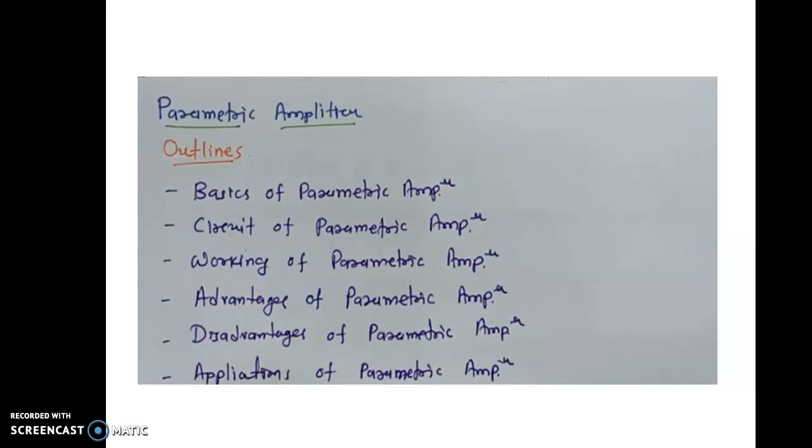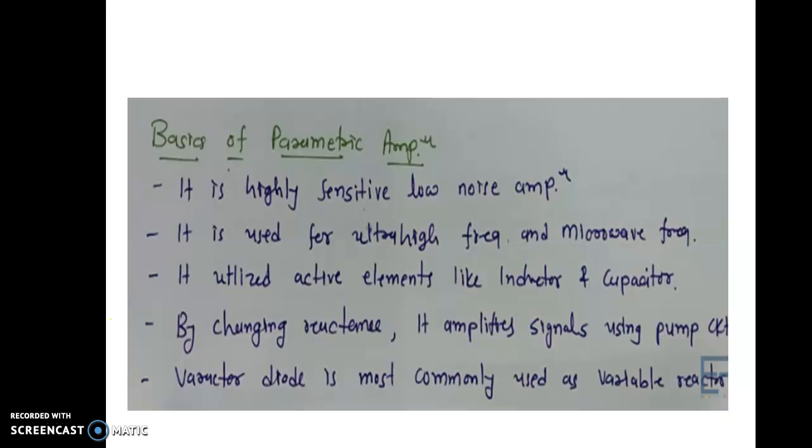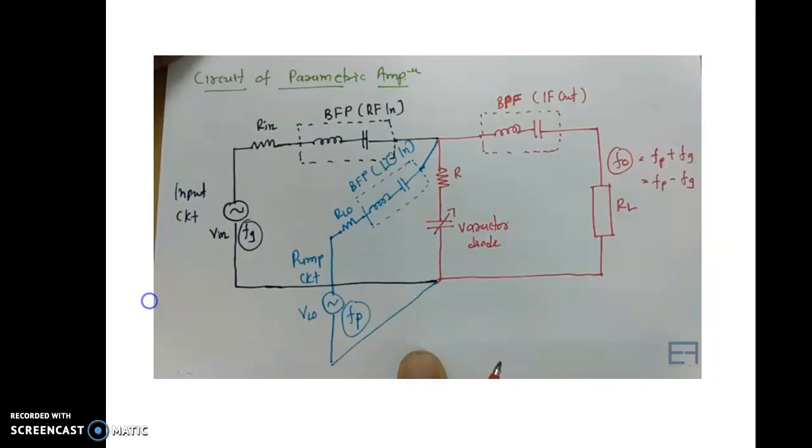Parametric amplifier outline: we will study the basics of the parametric amplifier, circuit, working, advantages, disadvantages and applications. Basics of parametric amplifier: it is a highly sensitive low noise amplifier. It is used for ultra high frequency and microwave frequency. It utilizes reactive elements like inductor and capacitor. By changing reactance, it amplifies signals using a pump circuit. The varactor diode is most commonly used as a variable reactor.